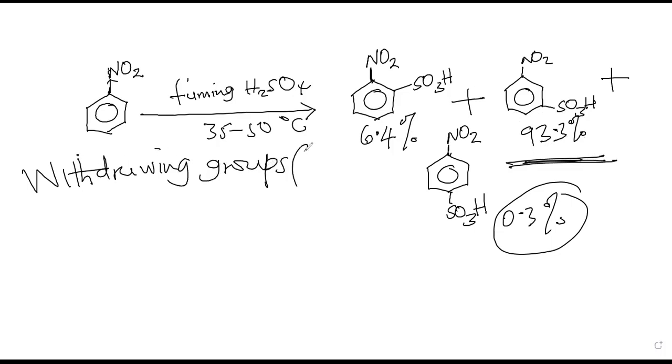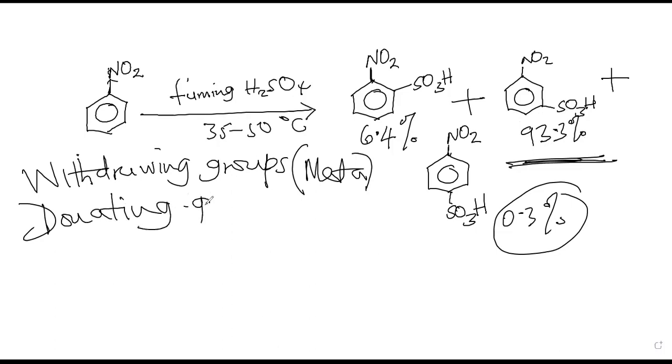So the electron withdrawing groups form the products at the meta position, while the electron donating groups form the products at the ortho and the para positions. Okay, so it means that the nitro group is a meta directing group, while the methyl group is ortho para directing. I guess I'm clear.